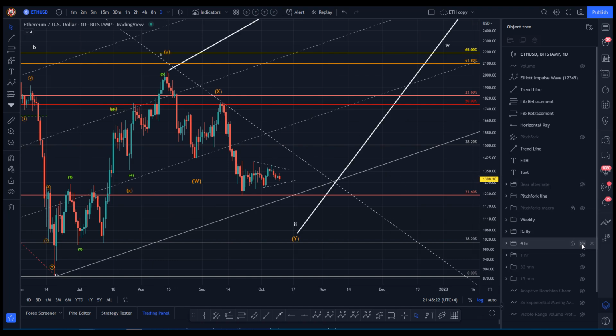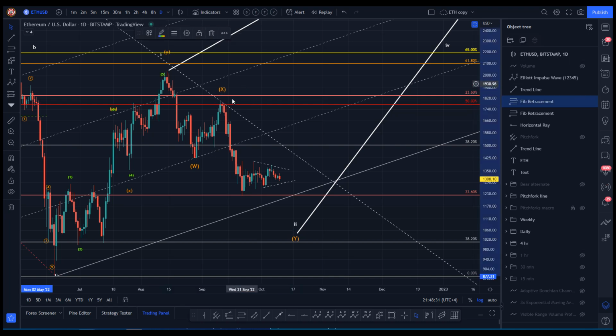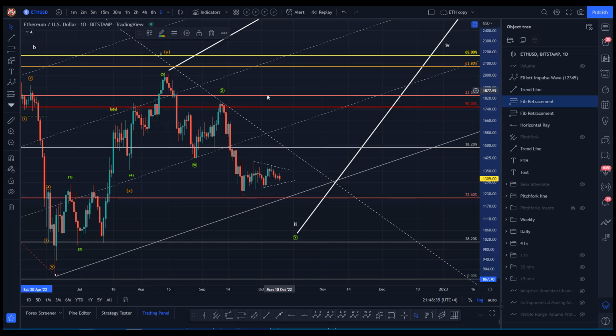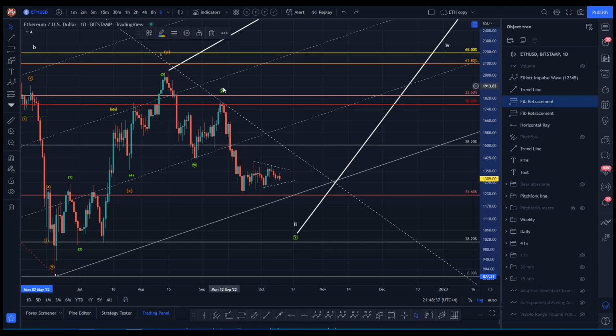Let's go to the 4 hour. It's okay, that would work. That's perfectly valid. So A, B, C, W, A, B, C, X. Well, you always go with those big degrees here. Let's put them in green. Okay, so W, X. What do I have here?